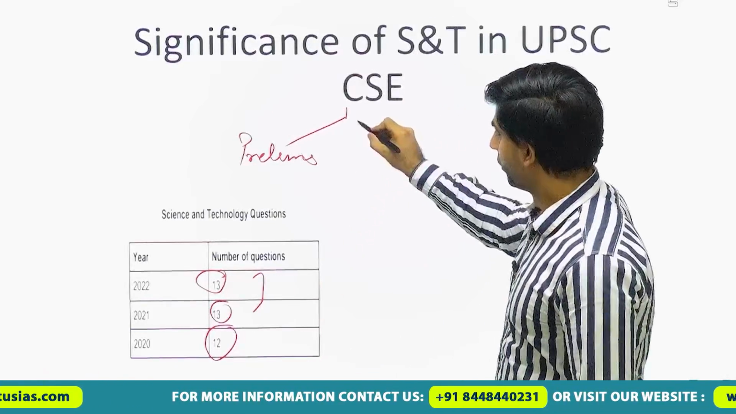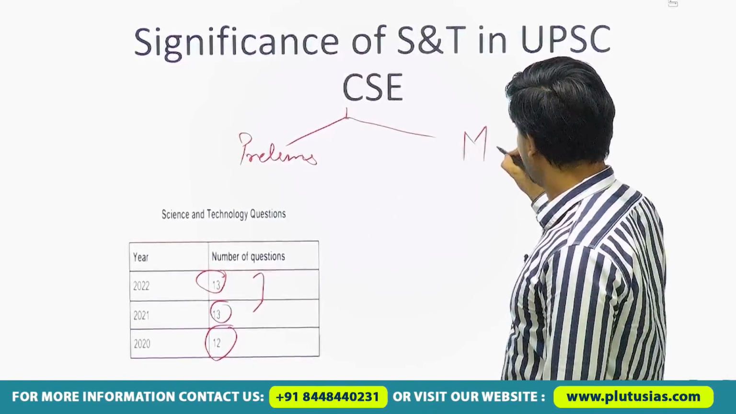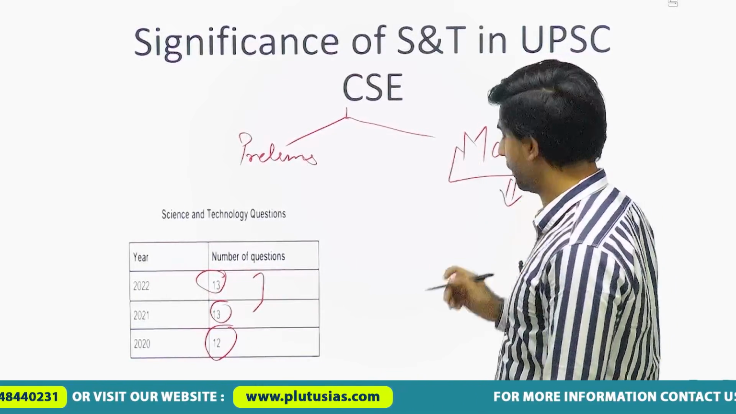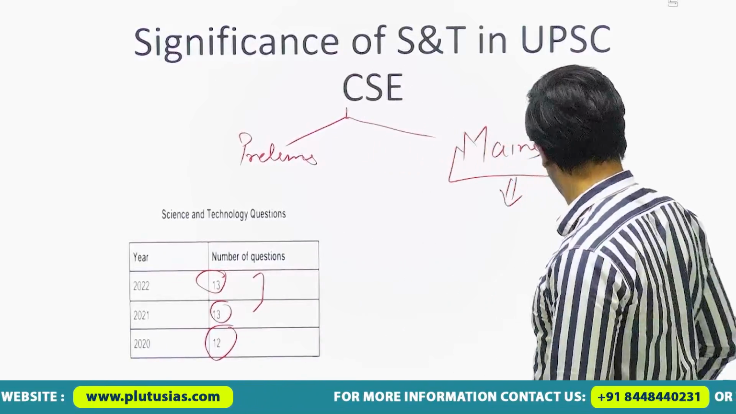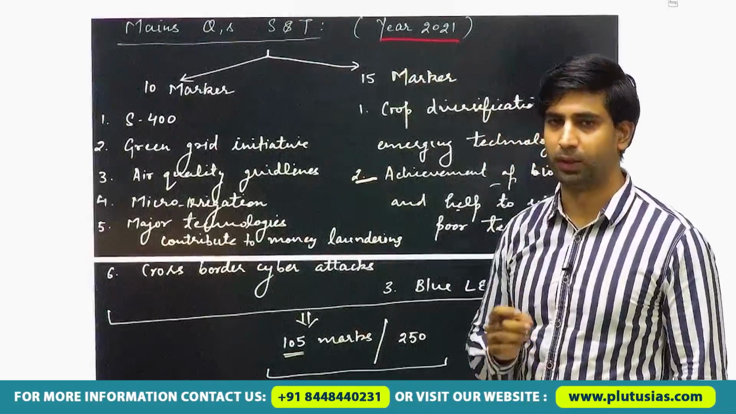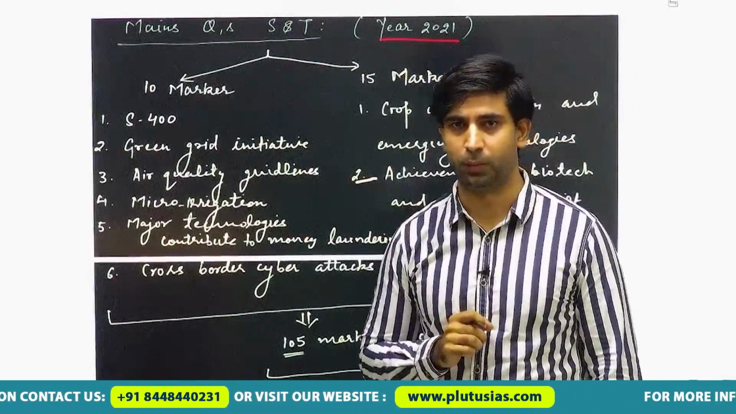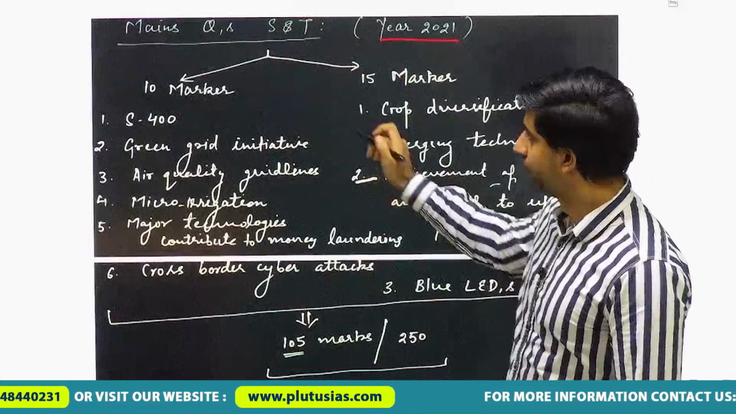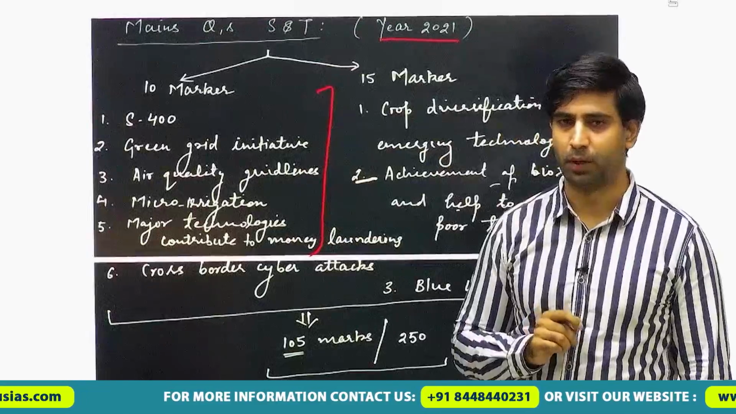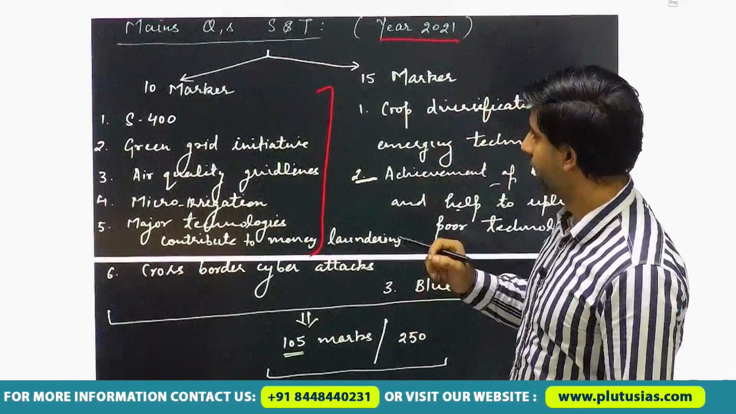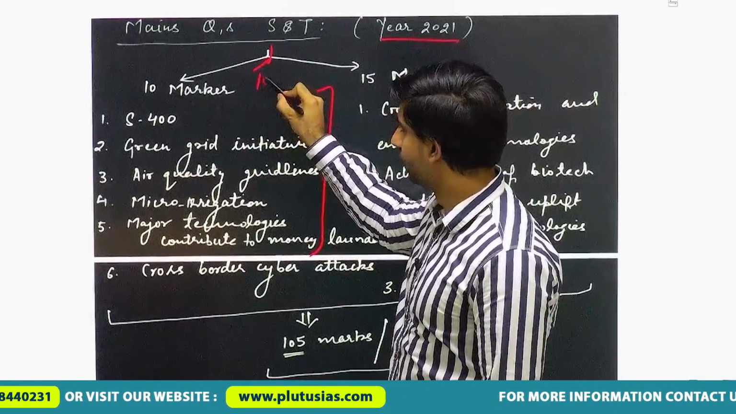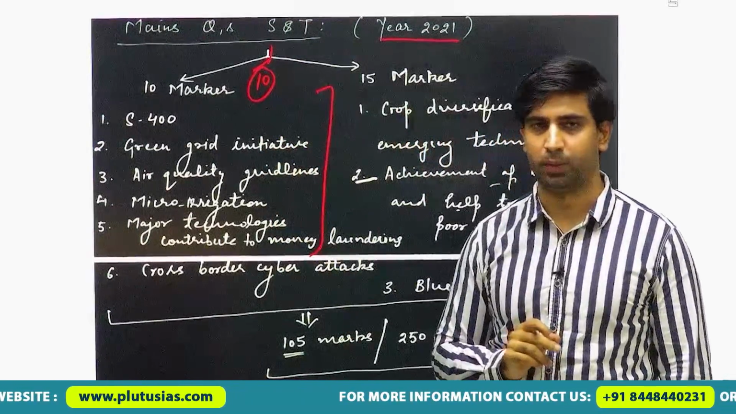Similarly, for the mains part, UPSC has increased its weightage in the mains part as well. For the mains part, if we look at the year 2021, we will come to know about the real significance of science and technology in the UPSC exam. Here we can see in the GS paper 3, because science and technology is a part of GS paper 3, in that part there are 2 sections. In the GS mains paper, 2 sections comprise 10 marker questions and the 15 marker questions.